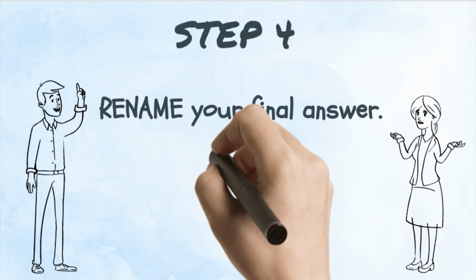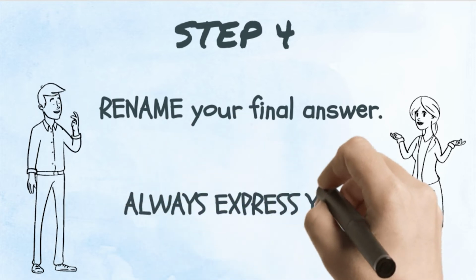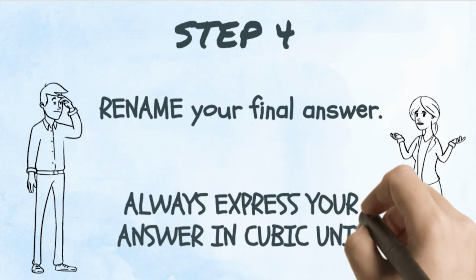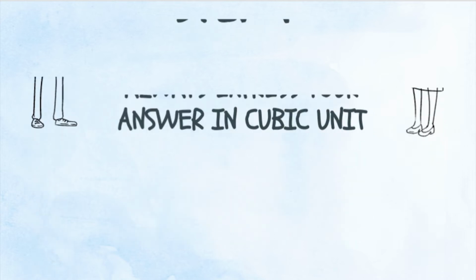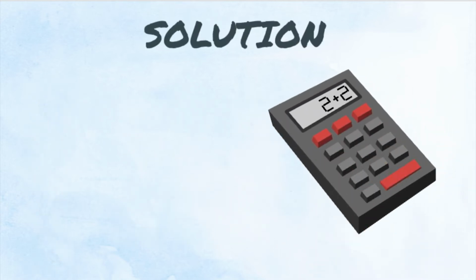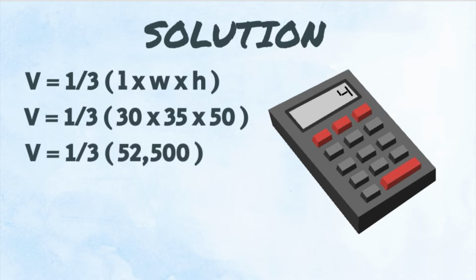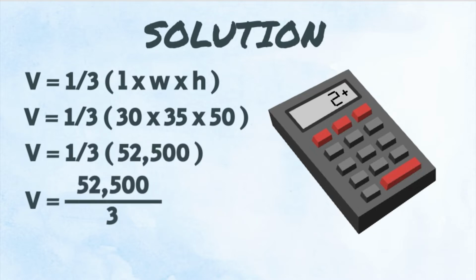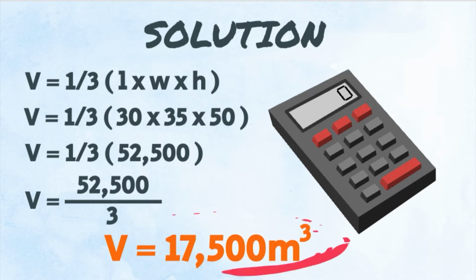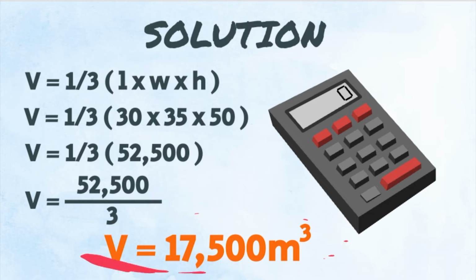Rename your final answer. Again, always express your answer in cubic unit. Going back to the pyramid, it uses meter as a unit. We multiplied it by 3, therefore, the final answer would be 17,500 cubic meter. We can therefore say that the volume of the pyramid is equals to 17,500 cubic meter.